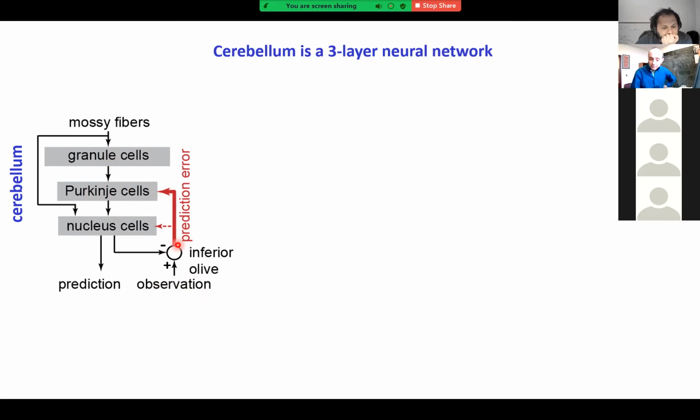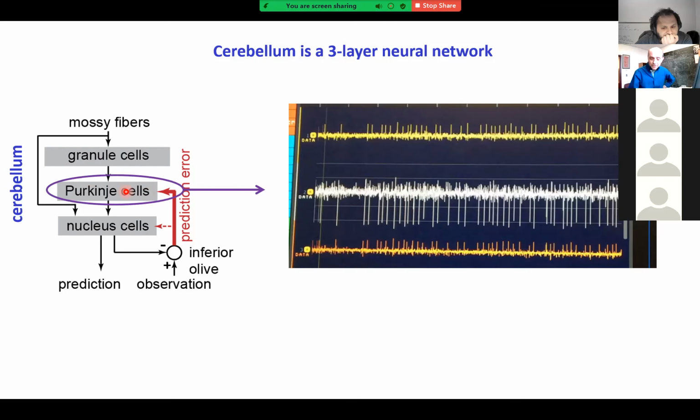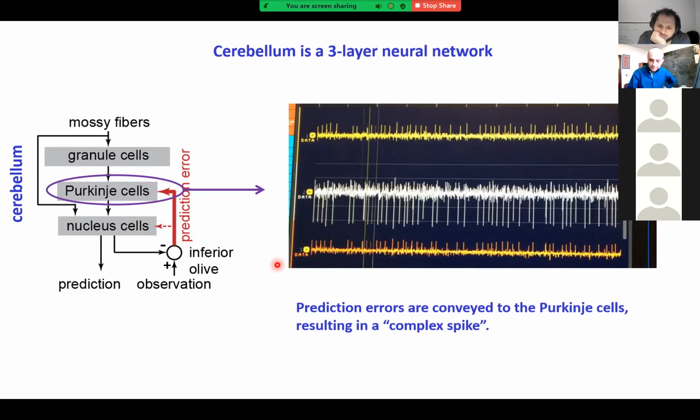I'm going to show you that the prediction error can be easily dissociated from the other inputs that the Purkinje cell is receiving. So here's a recording in one of our marmosets, and I'm going to show you spiking activity in a Purkinje cell. I'm going to show you what the prediction error looks like as compared to other things. This Purkinje cell is going to produce spikes. Here are the spikes that it's producing. And let's watch as these spikes are generated.